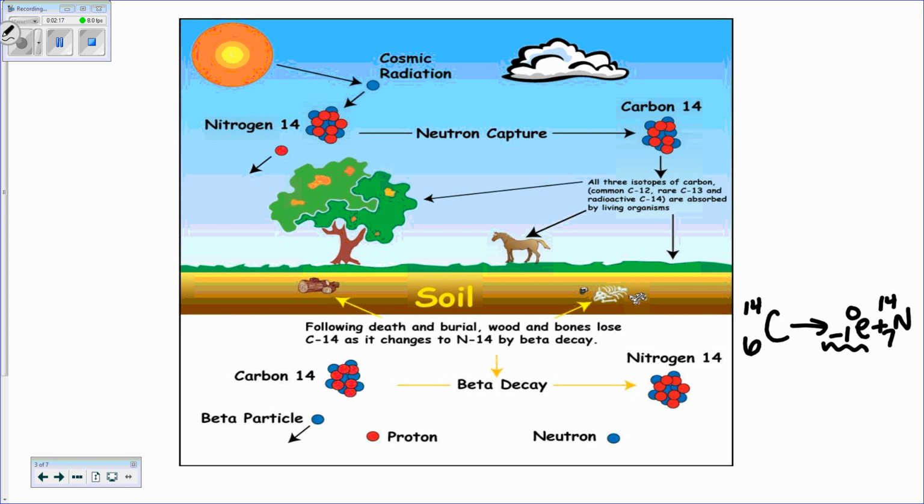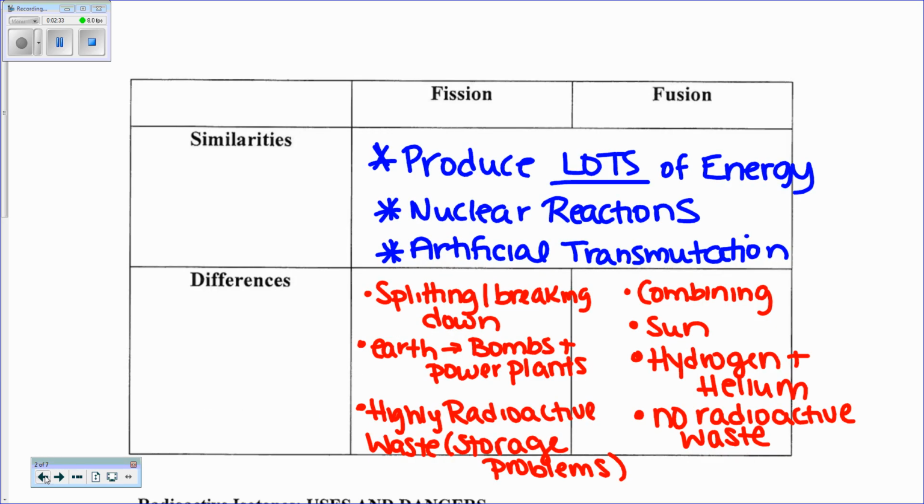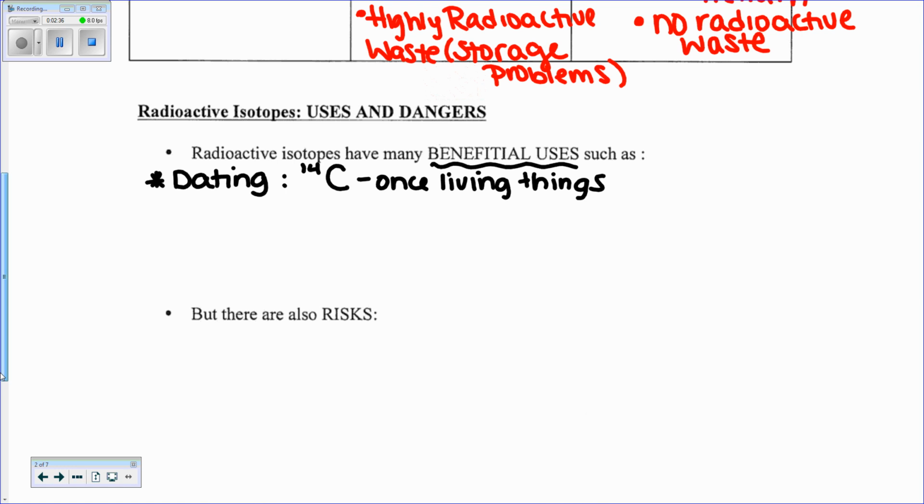That's constantly happening. Carbon has a very long half-life, about 5,715 years, I believe. But that will help me date things that were once living. As far as dating things that were not living, I can use uranium, but it's uranium-238. There's a lot of different uraniums. Uranium-238 is going to date rocks, so any rock formations that we have. So dating is one very beneficial use of our radioactive isotopes.